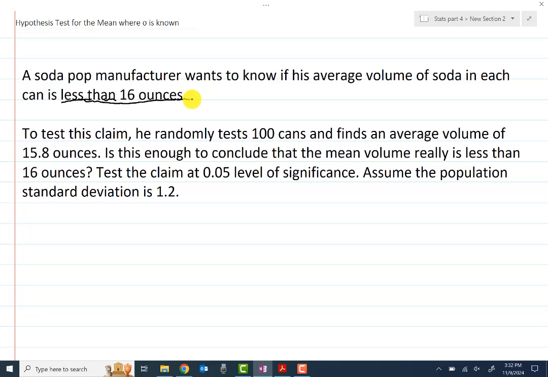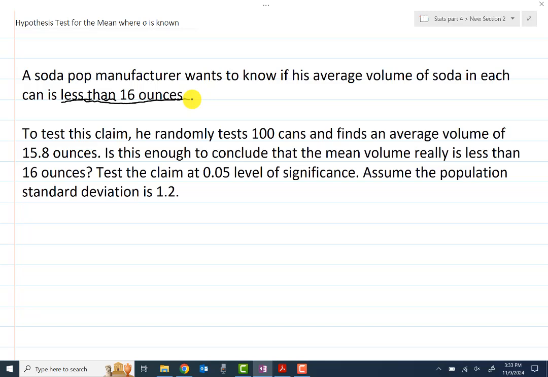So the point of this is to test whether we have a significant problem or not, and it's going to be based on the sample that we take. A soda pop manufacturer wants to know if his cans are being underfilled. To test this claim, he's picking out 100 cans, and he does find they're low, 15.8 ounces. Now he's going to use a statistical test to determine if that's enough evidence to suggest there's a problem, or if this was just a sample that by sheer probability happened to have an average that was low.